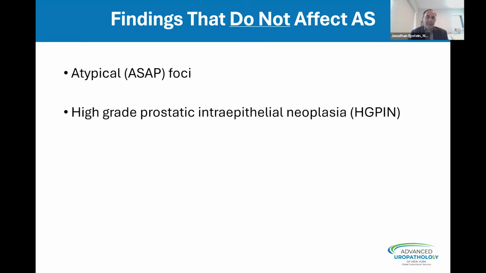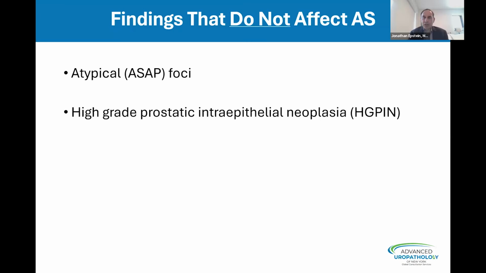Let's say you have cancer, Gleason 6, or maybe even a 3 + 4 = 7, and you're on active surveillance. Elsewhere in your biopsy, or maybe on your repeat biopsy, you'll see the word atypical or ASAP. Basically, ignore that. Once you have cancer, ASAP or atypical means nothing.